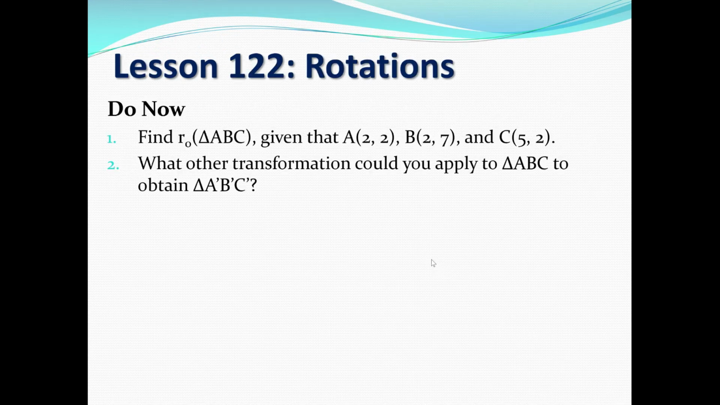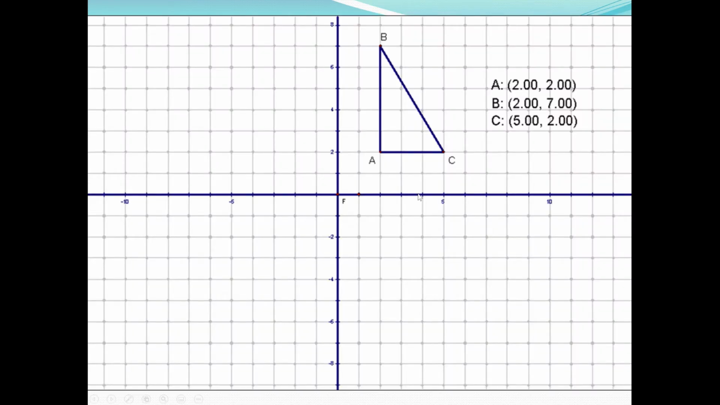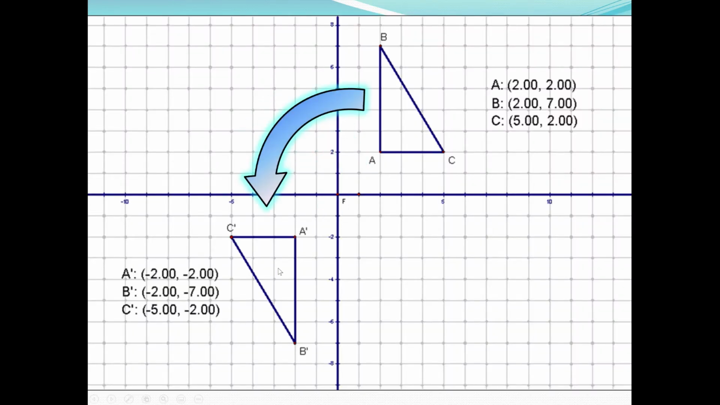So when you go back here to the do now, we have these points A, B, and C. Okay, so let's rewrite each point in rotation notation. And as you remember from the diagram here, when we rotated it, we obtained the following points, okay? So let's rewrite this in rotation notation and see if we can come up with a general form.